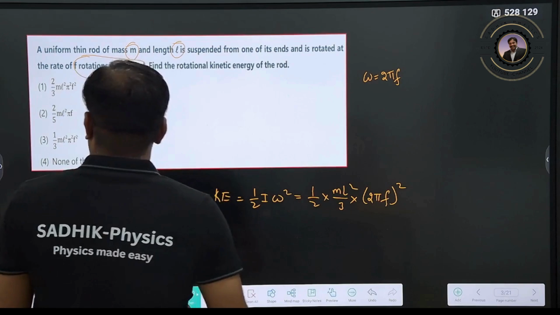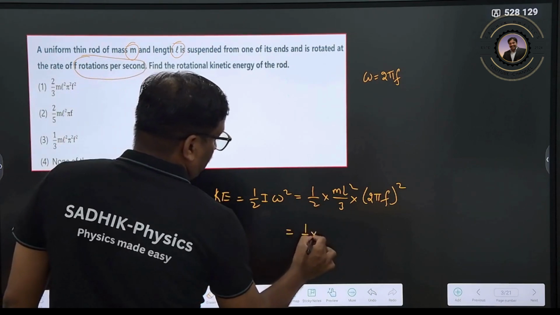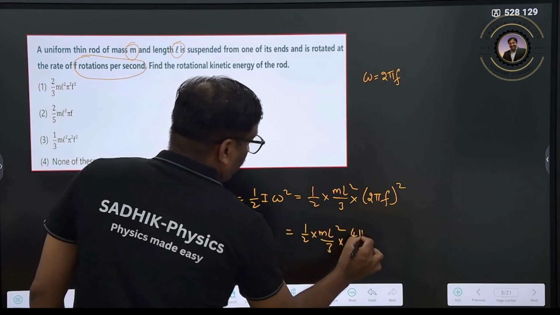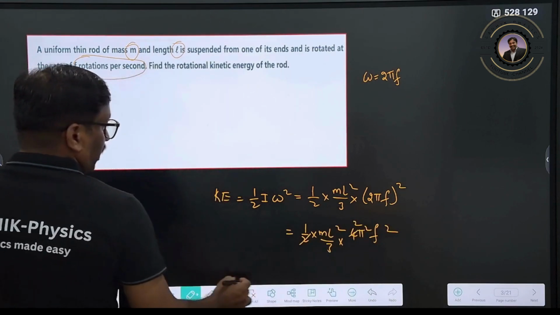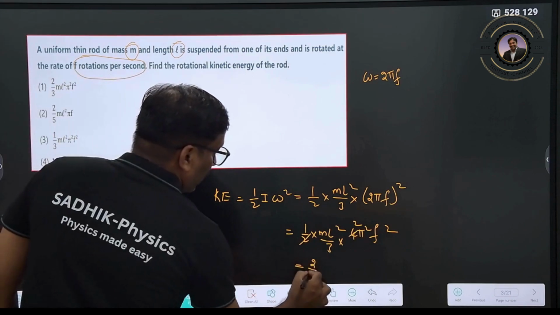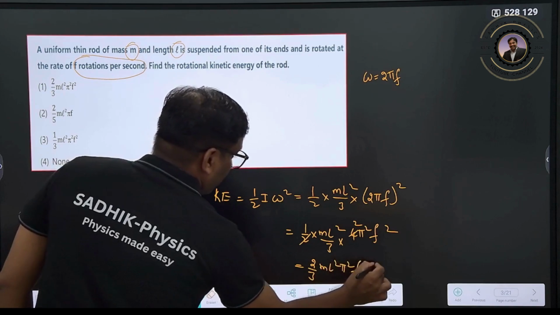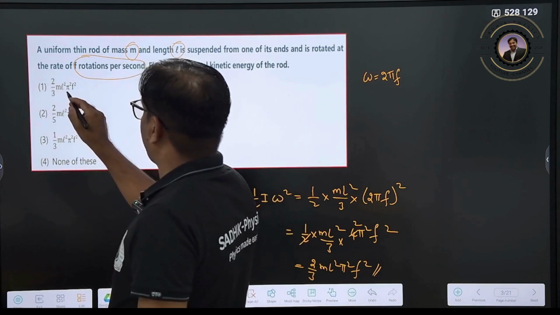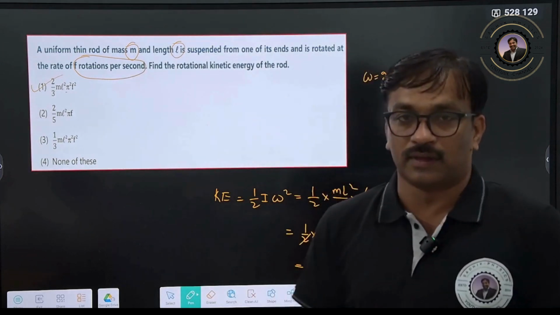Clear? So what can you write now? Here 1 by 2 into ml square by 3 into 4 pi square f square. Therefore this is 2, so you can write 2 by 3 ml square pi square f square. Therefore this is your answer. The first option will be your correct answer now. Clear?